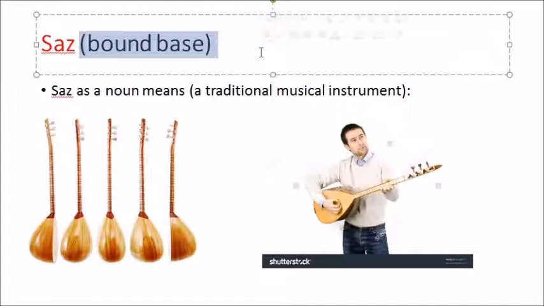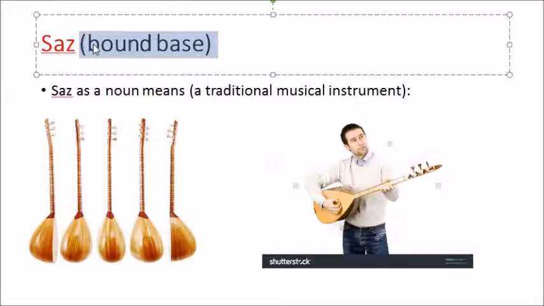For example, we see biography. It's a word from bio and graph. Basically, bio means life, and graph, I'm not really sure, but I think something written. So biography means writing about your own life or writing about someone's life. Pathology: basically path means disease, and logy means study. So pathology is the study of disease. So these are bound bases.